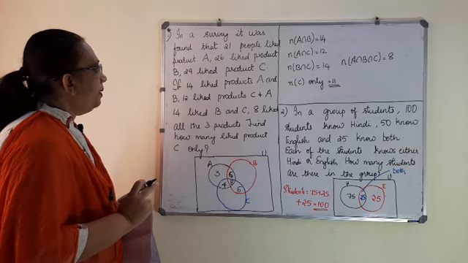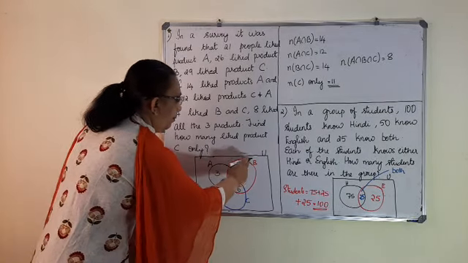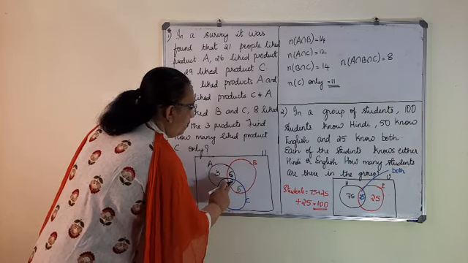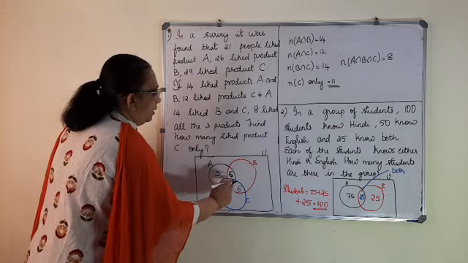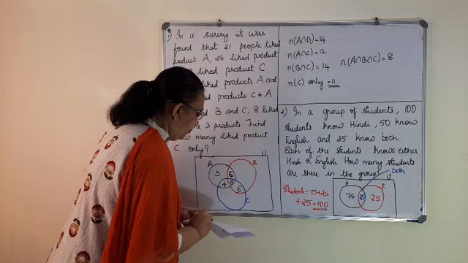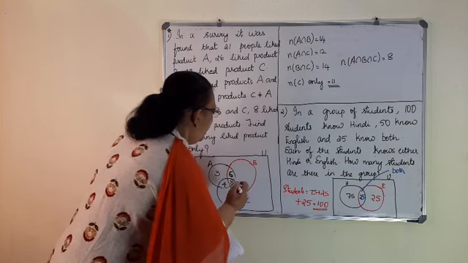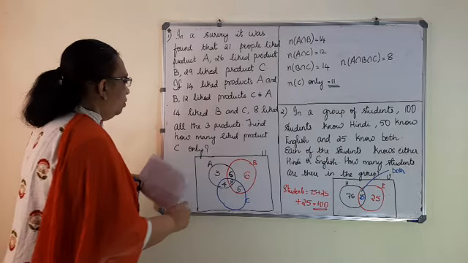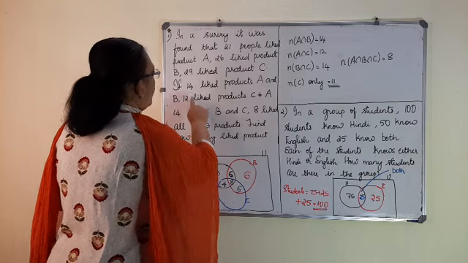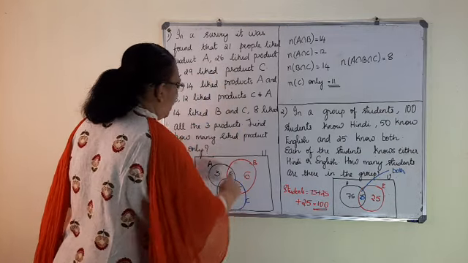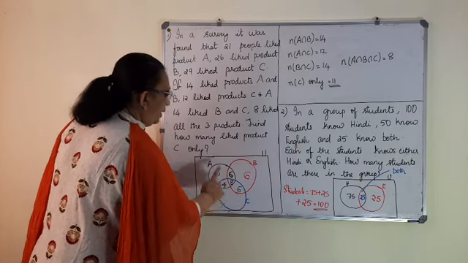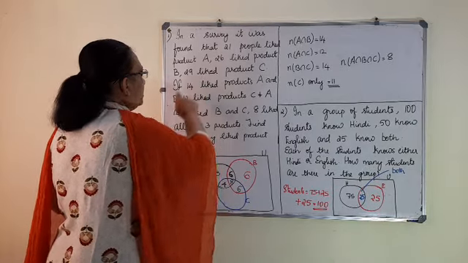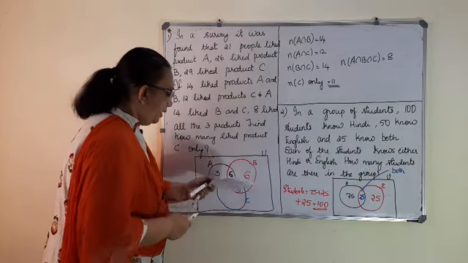Now 26 people liked product B, red color. So 6 plus 6, 12, 12 plus 8, 20, and 26 minus 20 is 6. So B alone is liked by 6 people. And 29 liked product C. So 6 plus 4, 10, 10 plus 8, 18. 29 minus 18 is equal to 11.